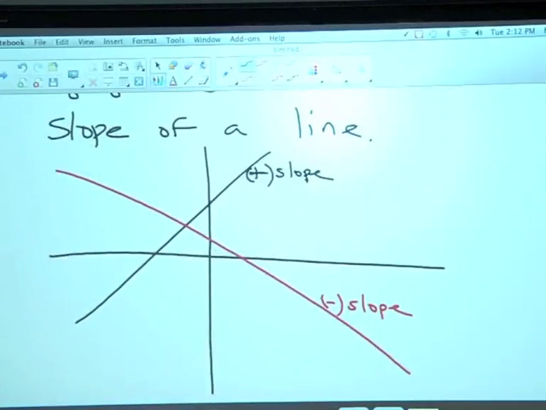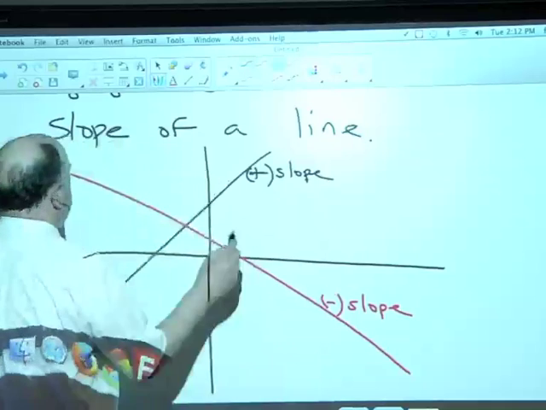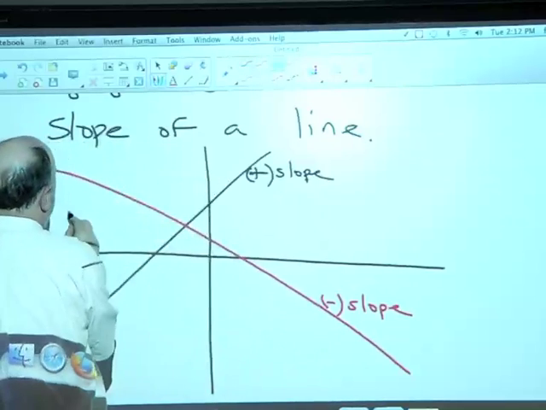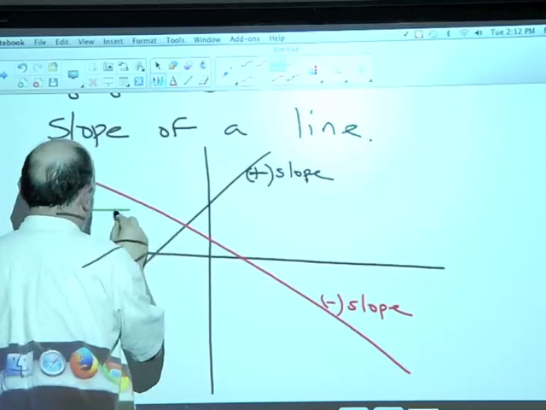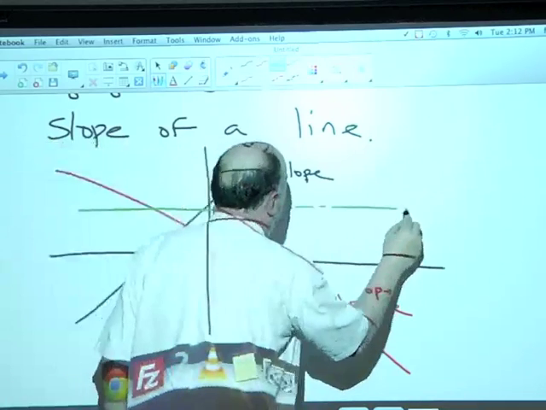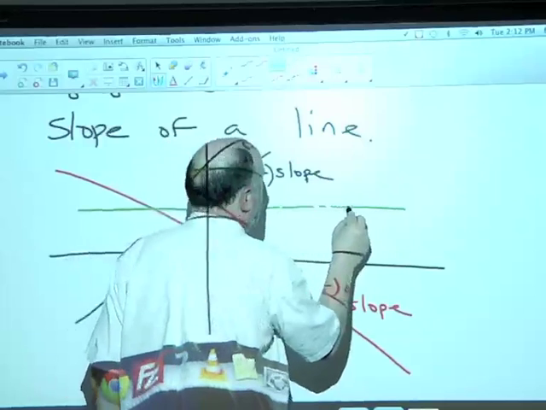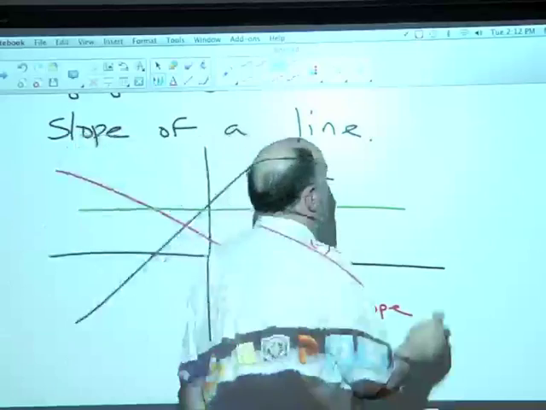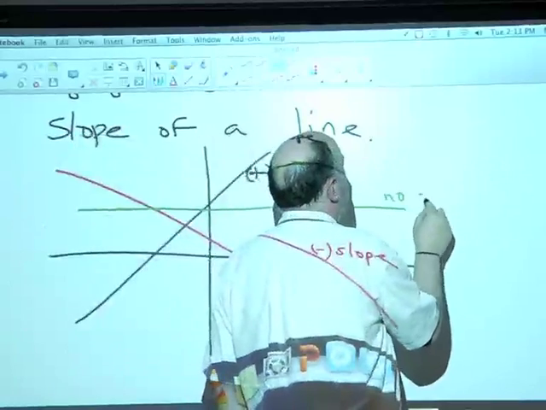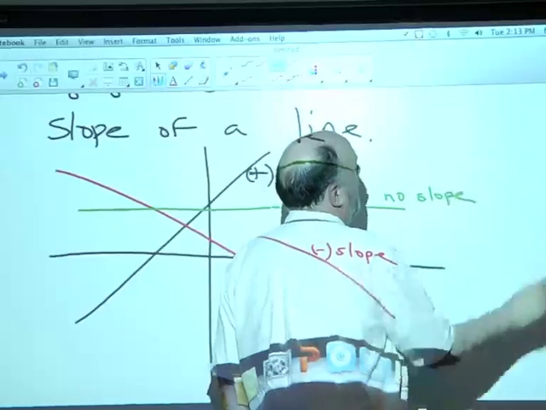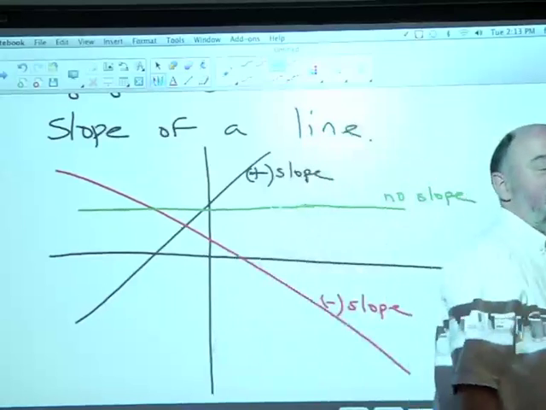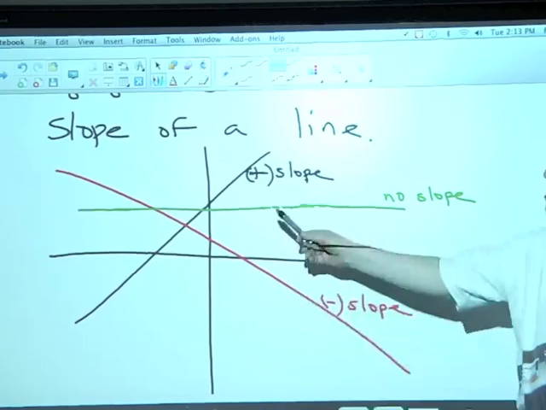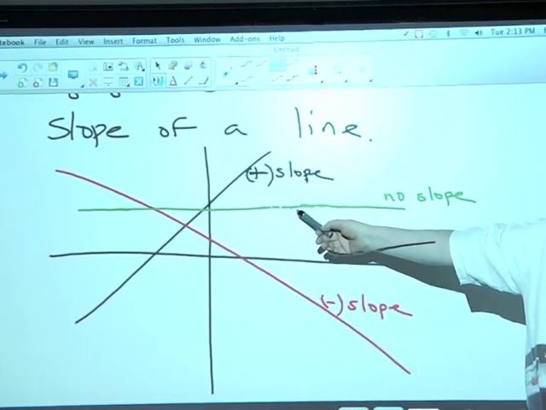So positive slope, negative slope. Okay. The third type, then, would be one that looks like that. Okay. And so this one has no slope or 0 slope. Okay. And so this one is the kind of thing you do not want to see on your EKG.